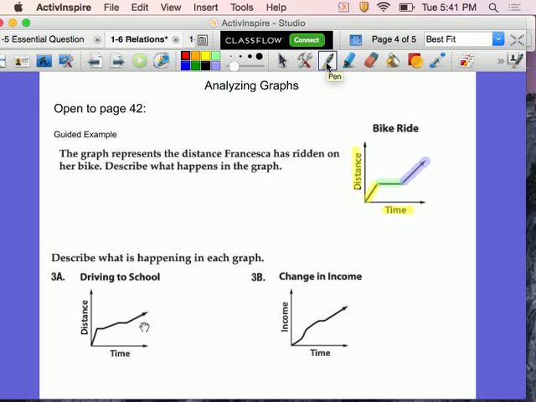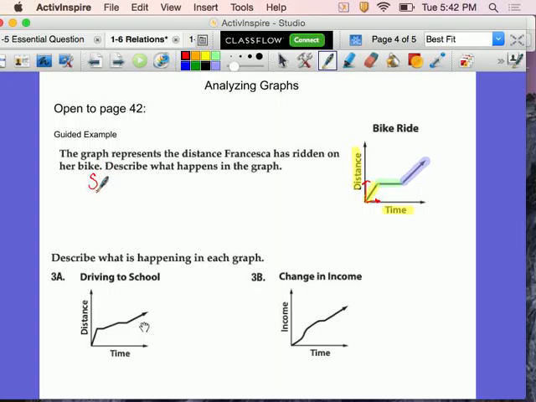So at first, what's happening? Well, we know she's riding a bike. So what's happening? Is she going up a hill? I mean, the line's going up. No, you have to pay attention to what's going on. Time is happening, and her distance is going up. So she's traveling. Okay? So she's biking.